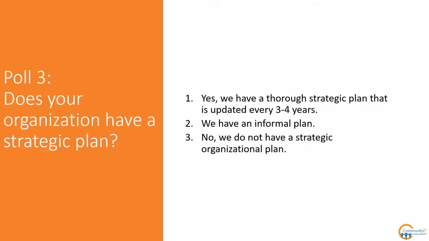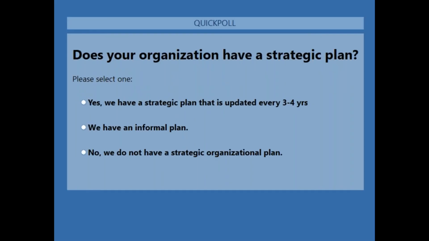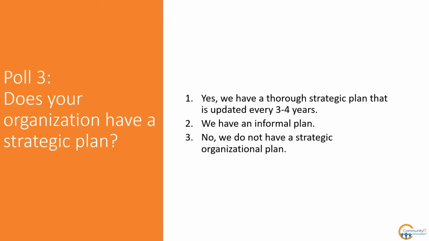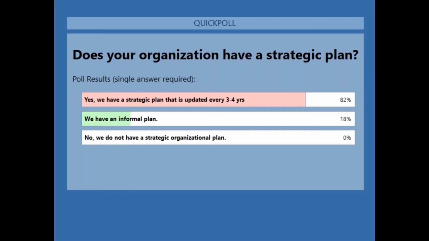So does your organization have a strategic plan or an organizational plan? Or I know these aren't all the same things, but a big picture plan that involves the whole organization, should put it that way. All right, and it looks like we'll give about 5 more seconds for those who have not answered yet. Please select an answer if you have not voted in this poll. Wonderful. It looks like 82% said yes, we have a strategic plan that is updated every 3 to 4 years, and 18% said we have an informal plan.